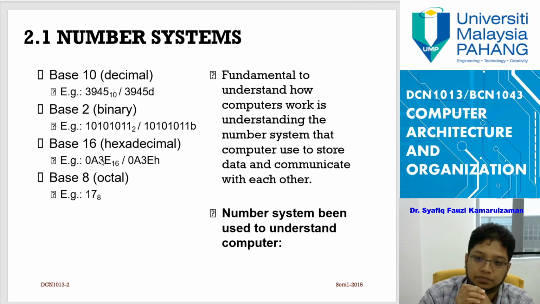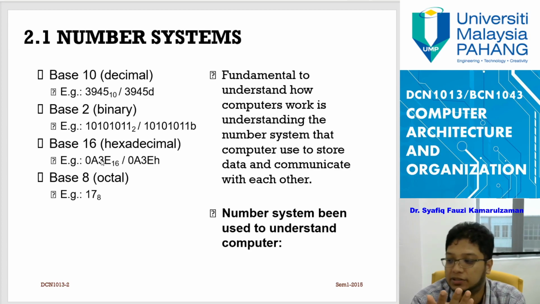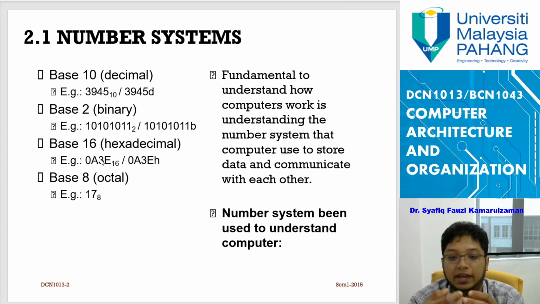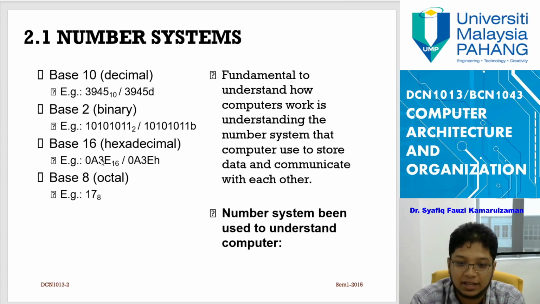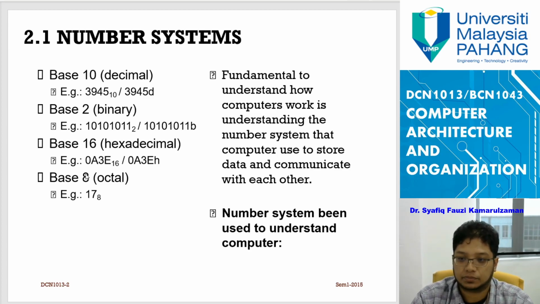And then the final one is octal. Octal is basically based on 8 digits, which is from 0 until 7. After 7, it will be 10. After 17, it will become 20. So this is how it works in the computer.